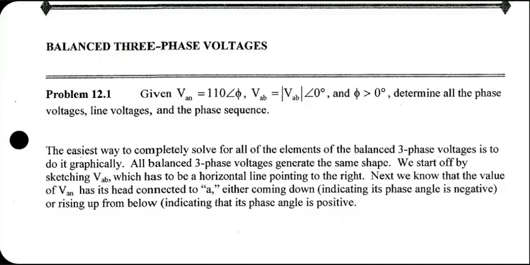to draw it graphically. All balanced three-phase voltages generate the same shape. Yes, we know that. We start off by sketching VAB, which has to be a horizontal line because that's the reference for everything else. In fact, it is already given at 0 degrees. So I guess that is the reference.